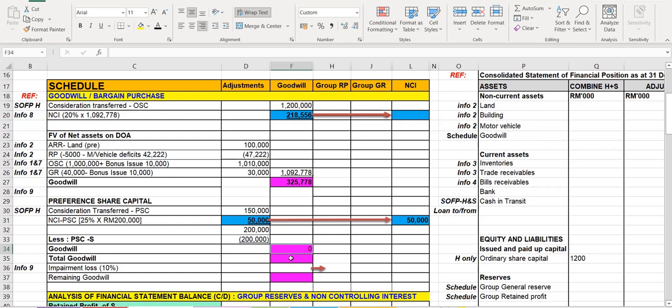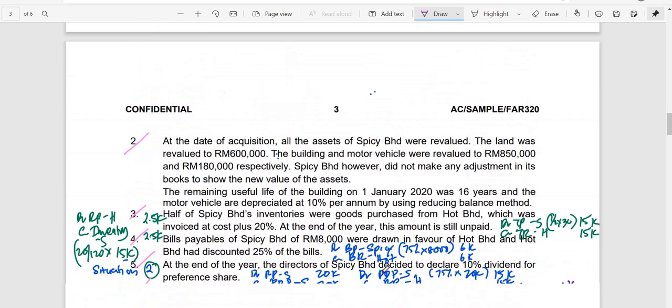Then the total goodwill now will be 325,778. And as I've mentioned earlier, the goodwill for the acquisition of the debenture was not shown here, but somehow the goodwill is having no amount, right? So that was the total goodwill coming from the acquisition of preference shares, acquisition of ordinary shares, and also it should include the acquisition of debenture. Then we will calculate what is the impairment loss, since the question gives you the impairment loss. And the impairment loss was 10%.